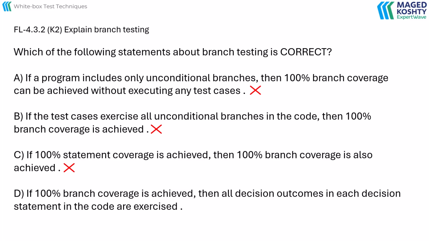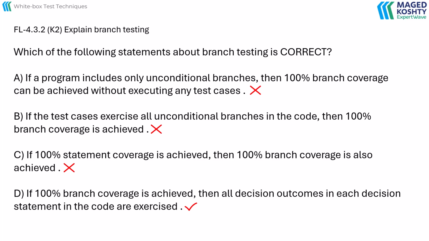D. If 100% branch coverage is achieved, then all decision outcomes in each decision statement in the code are exercised. This is correct. 100% branch coverage means that we have covered all conditional and unconditional branches. Each decision outcome corresponds to a conditional branch. So 100% branch coverage implies 100% decision coverage. The correct answer is D.